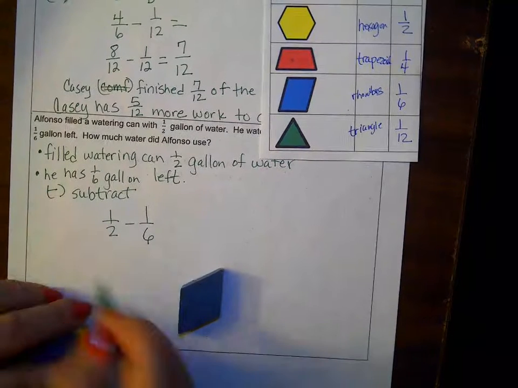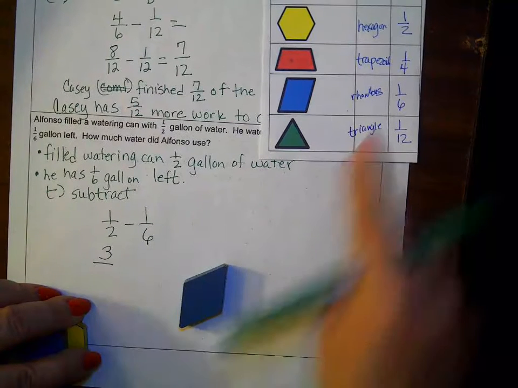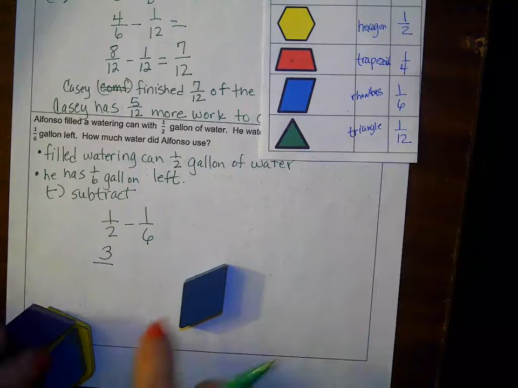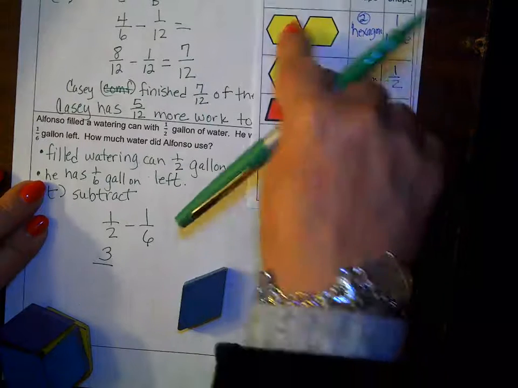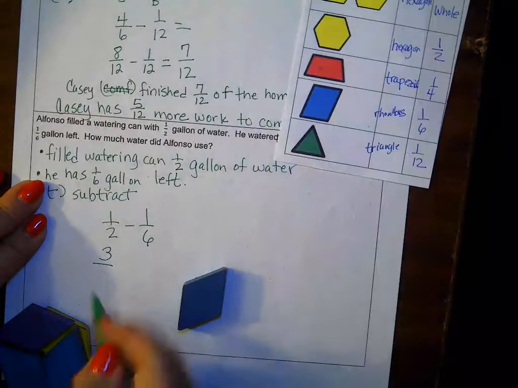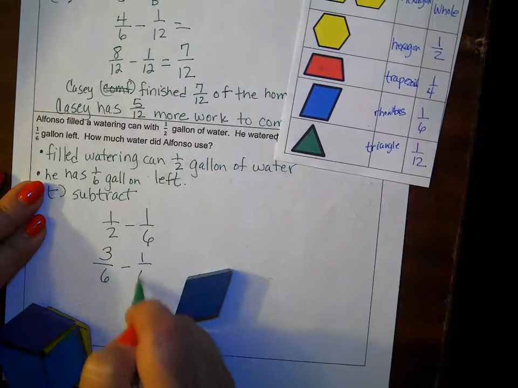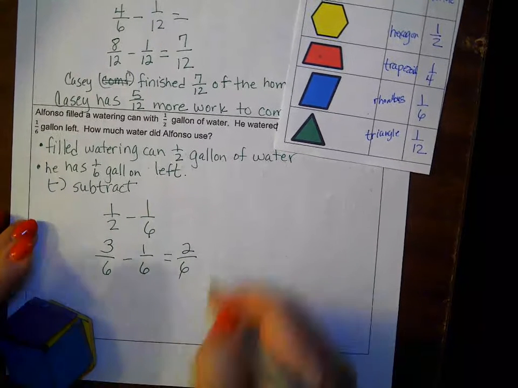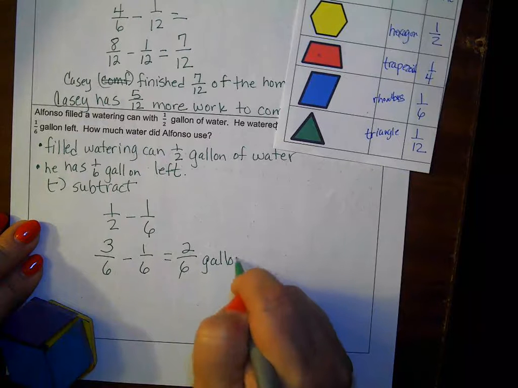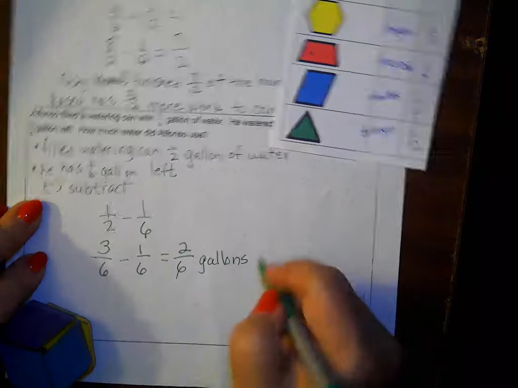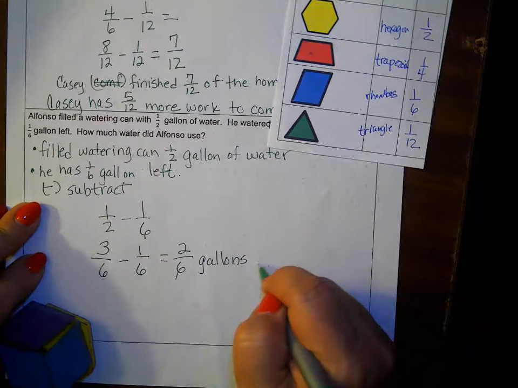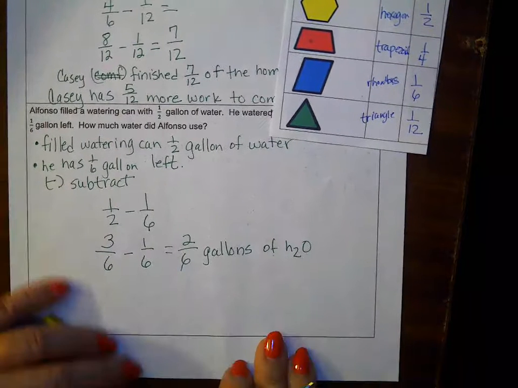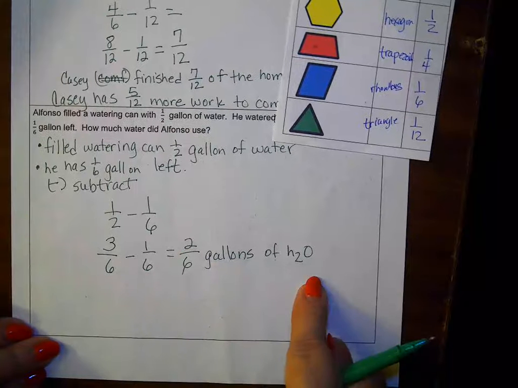So I'm going to write 3 of the 6's, because it's going to take 6 of the rhombus to make a whole, because remember, we're using 2 hexagons, right? So it's 3/6 minus 1/6 equals 2/6. So he's got 2/6 gallons left, or that he used. My brain wants to go back to H2O when I taught science. So he has 2/6 gallons of water.